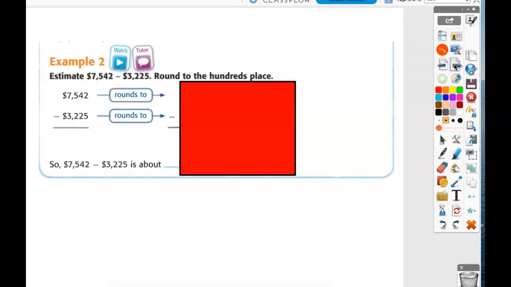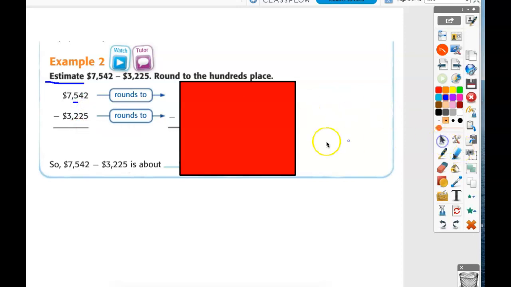And this is still on page 79 on the bottom. We have to estimate. Well, estimate is telling you we don't want an actual answer. We just want to estimate. It's telling us to round this number, $7,542, and we're going to subtract $3,225. But before we do anything like that, it wants us to round to the hundreds place. Well, again, I'm going to identify my hundreds place and put a line under it.